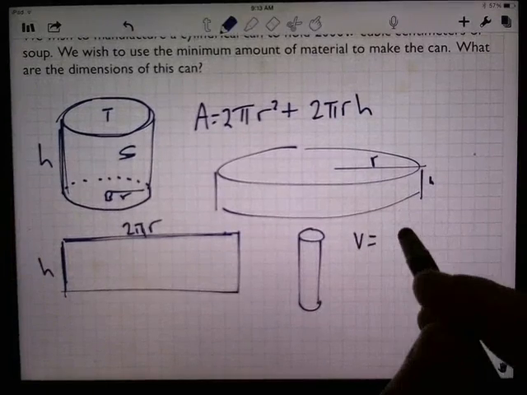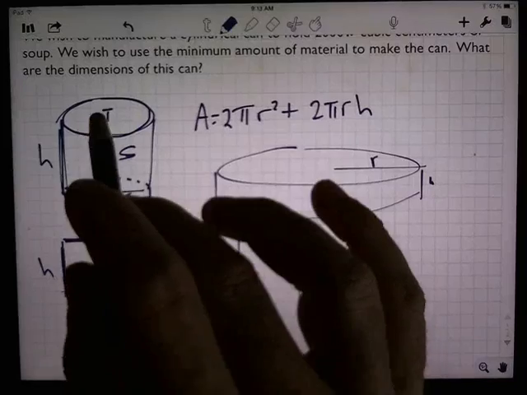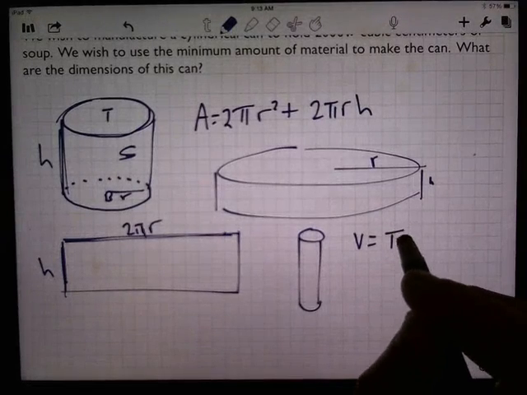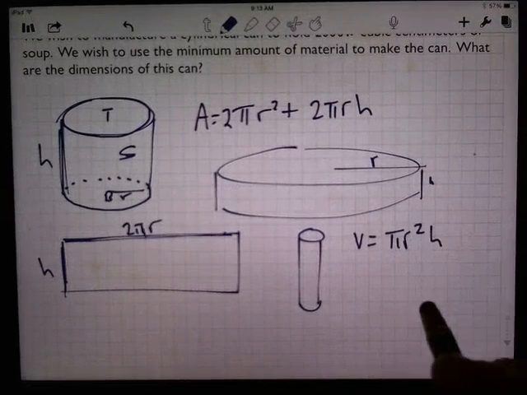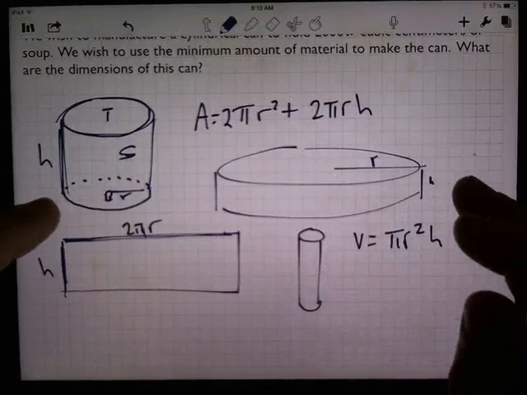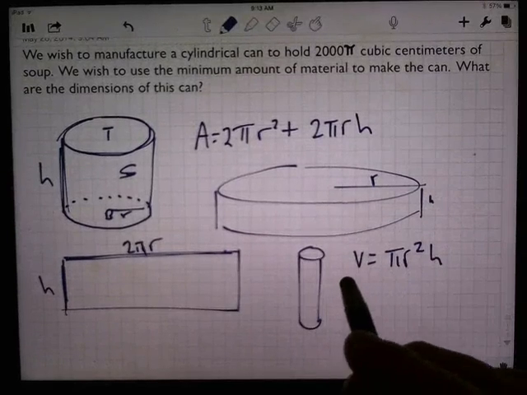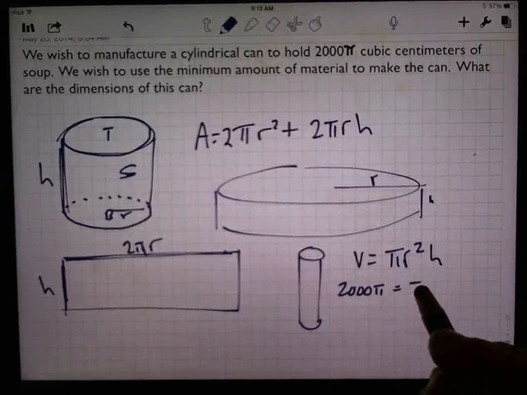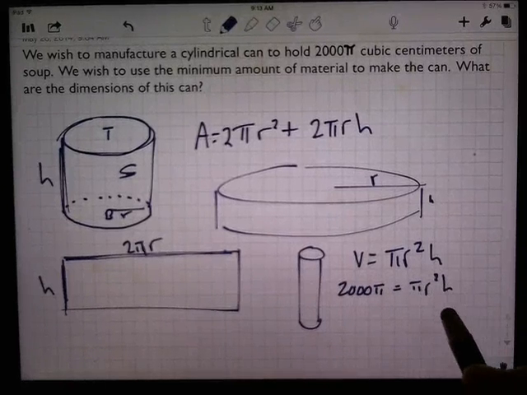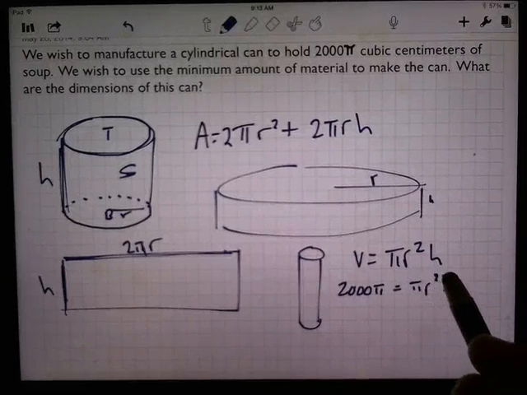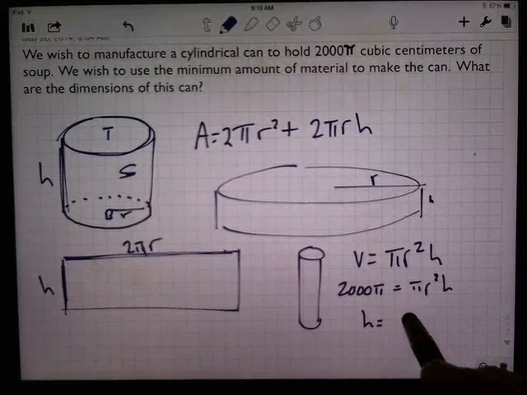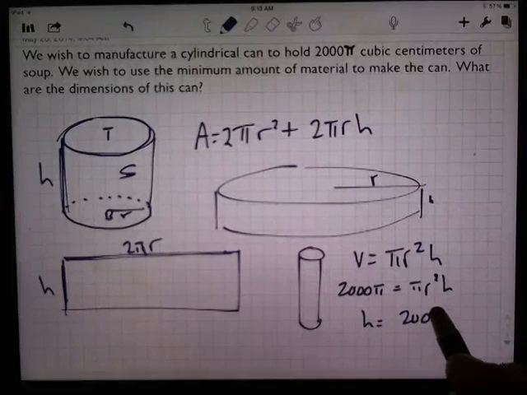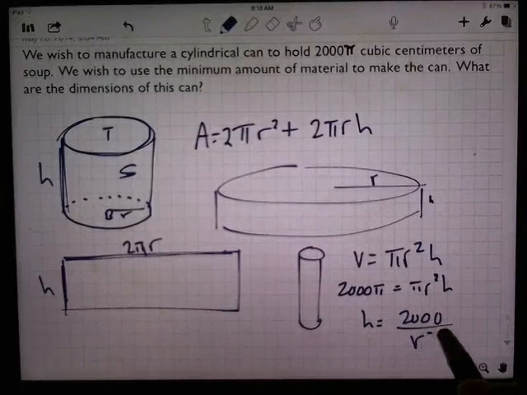The volume is the area of the base times the height. The area of the base is pi r squared and the height is h. So I know that the volume has to be 2,000 pi equals pi r squared h. If I solve for h, h is equal to 2,000, the pi's cancel out, divided by r squared.